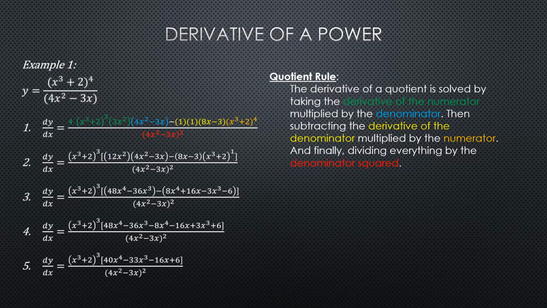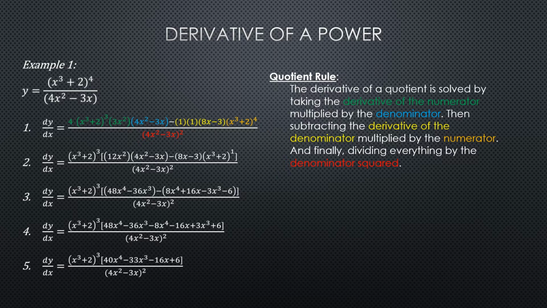So I've got the quotient rule here to remind us. The derivative of a quotient is solved by taking the derivative of the numerator, the top part, multiplied by the denominator, the bottom part, then subtracting the derivative of the denominator multiplied by the numerator, and finally dividing everything by the denominator squared. So you can see I've color-coded some of those important parts there.